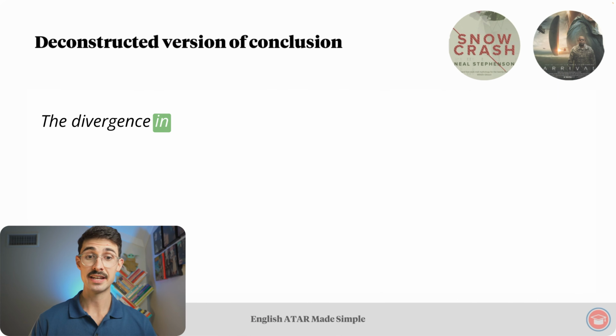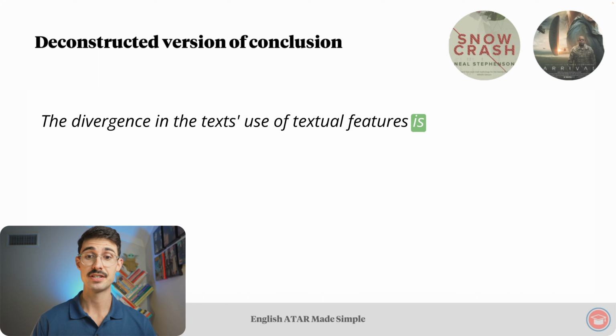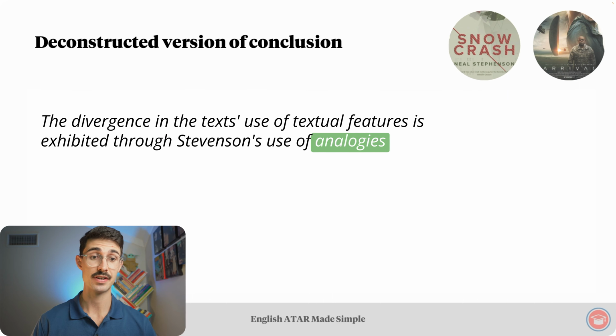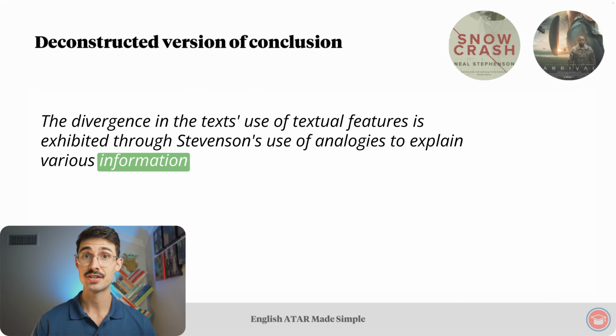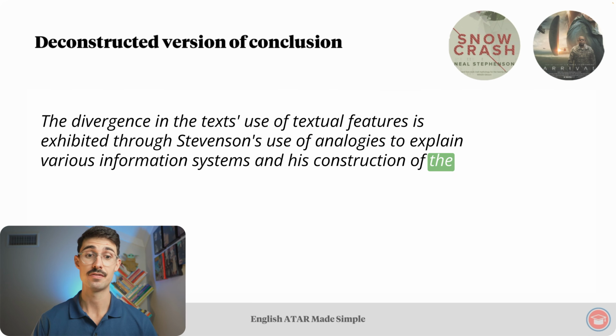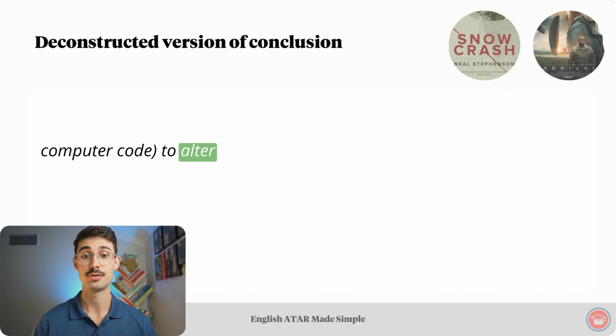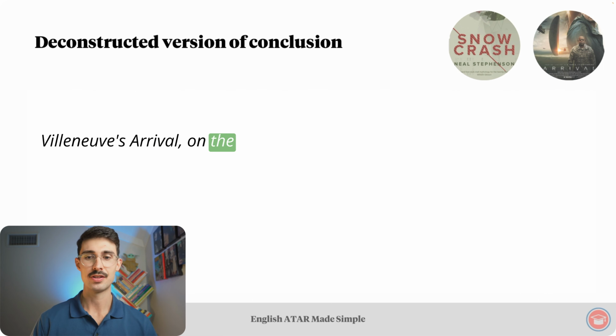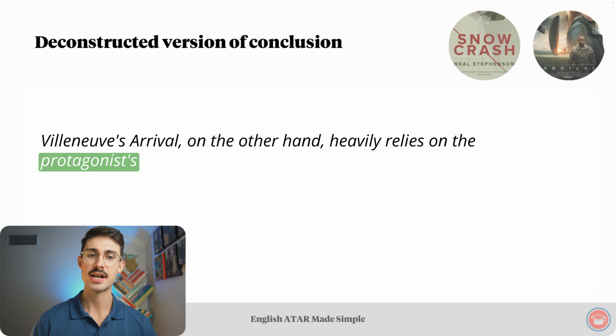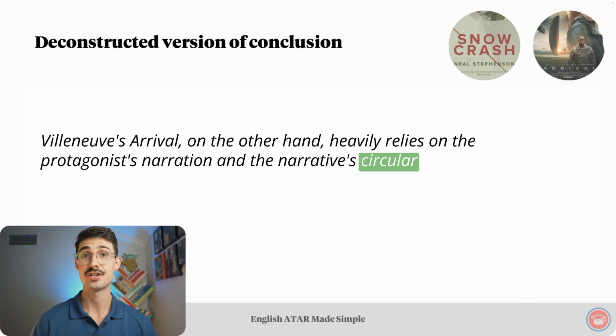The divergence in the texts' use of textual features is exhibited through Stevenson's use of analogies to explain various information systems and his construction of the metaverse as exemplifying the power of language, i.e. computer code, to alter reality. Villeneuve's Arrival, on the other hand, heavily relies on the protagonist's narration and the narrative's circular structure.